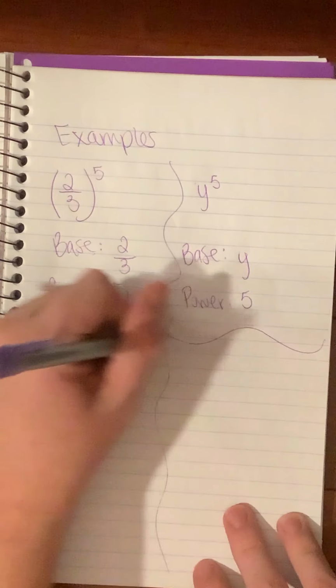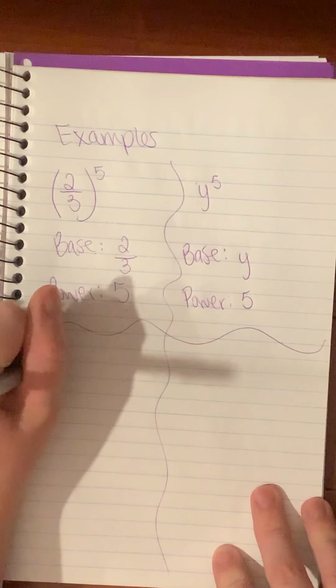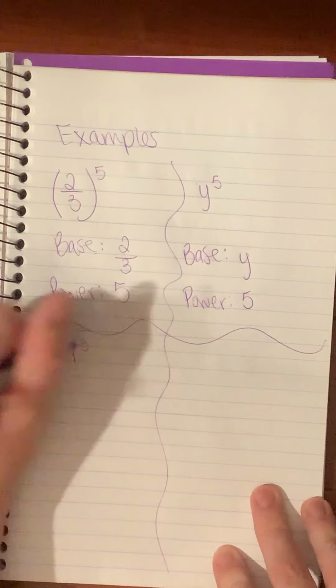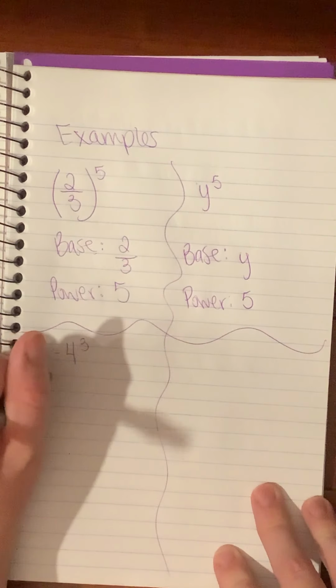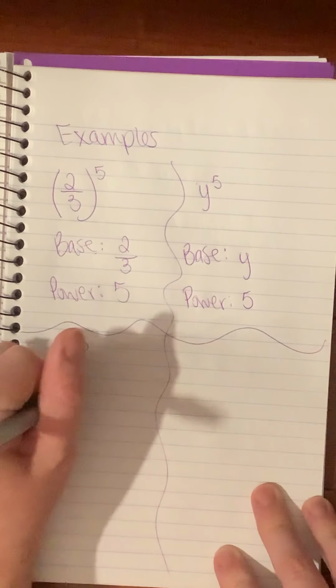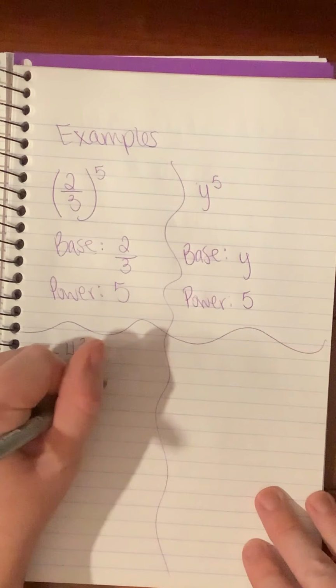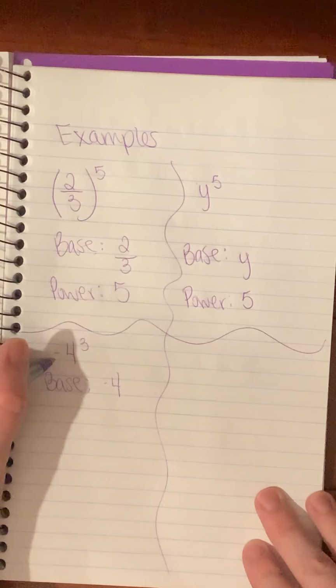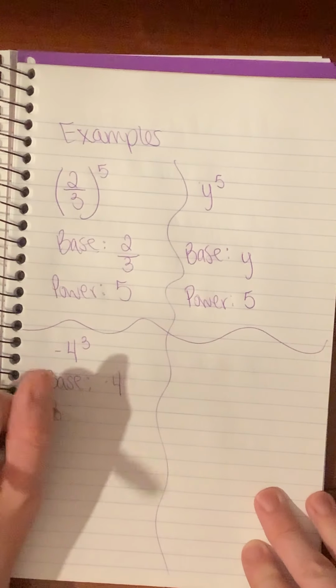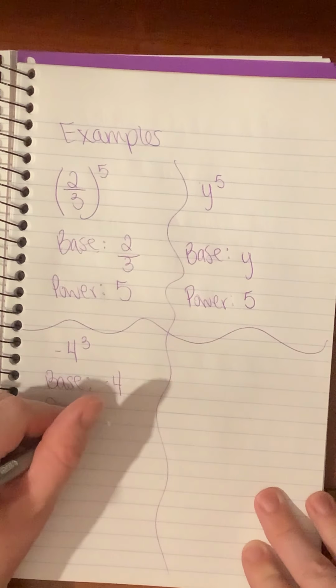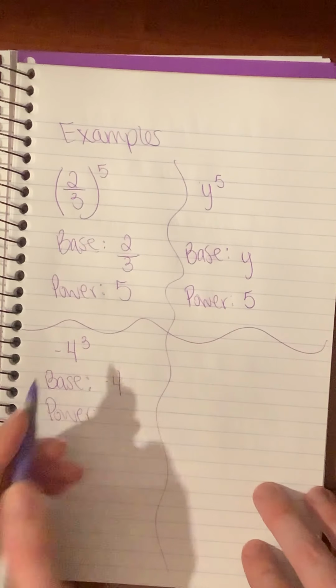You may also see something like -4 to the 3rd power. Our base, hopefully you're already writing things in before I'm answering them. -4, it's being multiplied by itself. Our power, or our exponent, the how many times? 3.